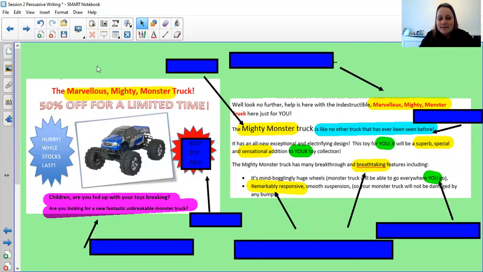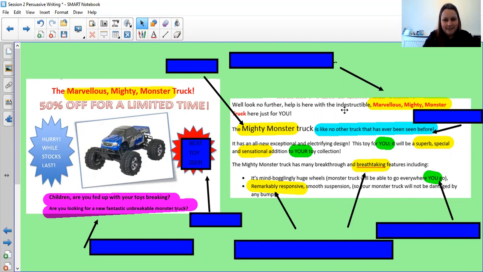Okay, let's have a look at this one then. So this is an advert. So the marvelous, mighty monster truck. So this is an example of a persuasive advert. And I've highlighted things that I think are important and that make it really persuasive. And this is what you're going to do in the lesson today. You've got a different advert to look at. So let's just have a look at this one.